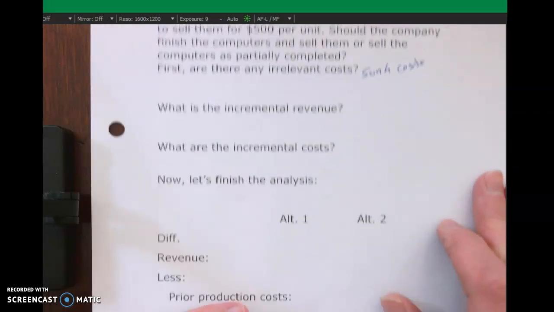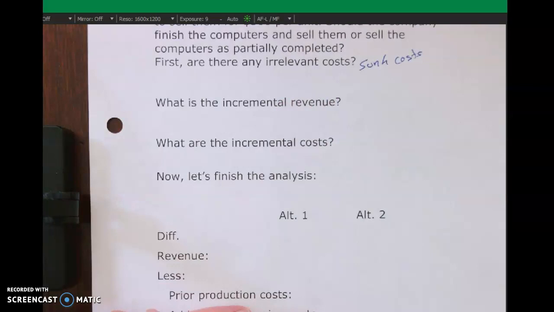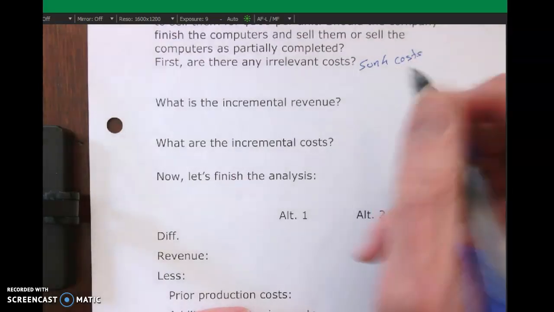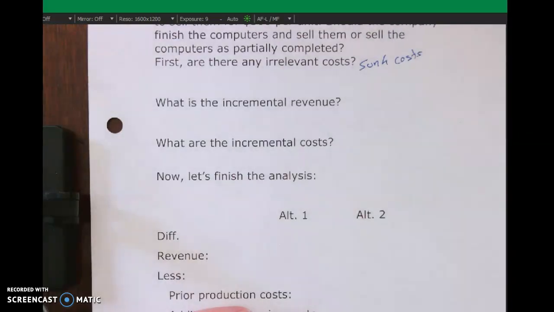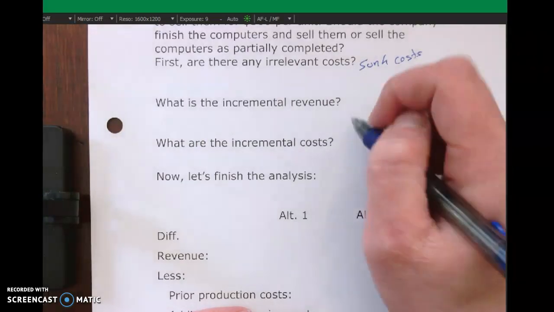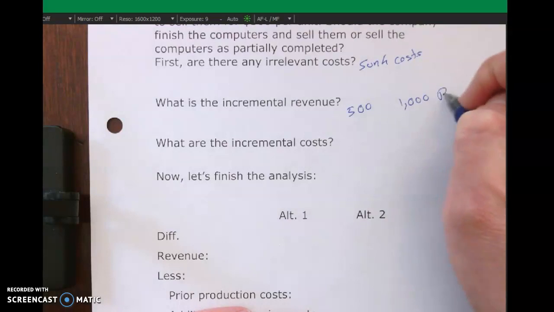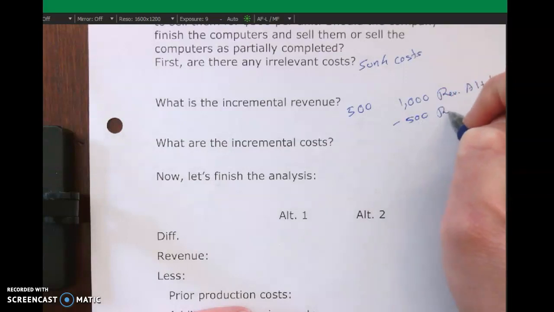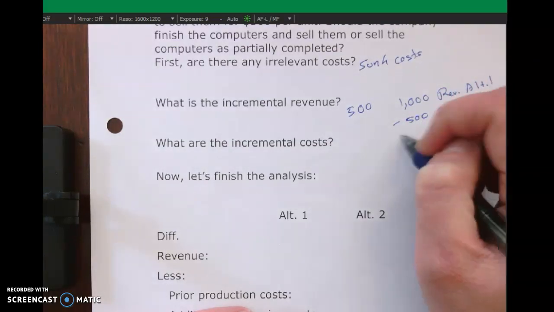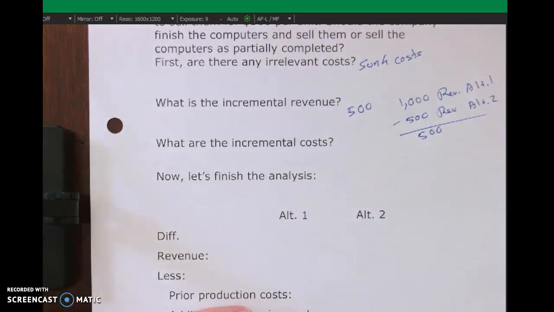The next one is our incremental revenue. Incremental revenue means the difference in revenue between two alternatives. Alternative 1 is to sell the computers for $1,000. Alternative 2 is to sell them for $500. So the incremental revenue is $500, which is the $1,000 revenue from alternative 1 minus the $500 revenue from alternative 2.